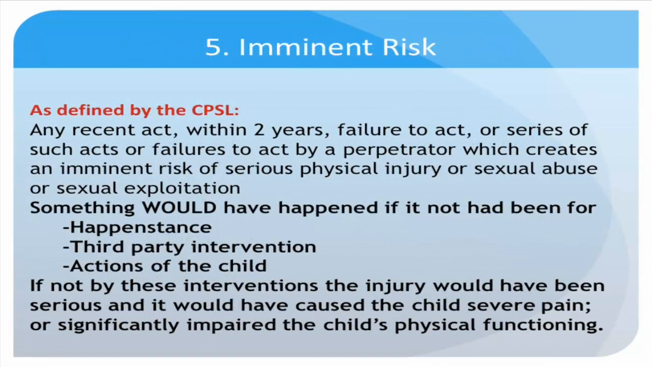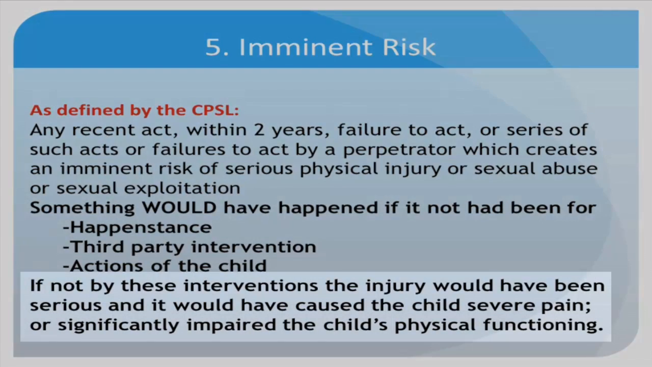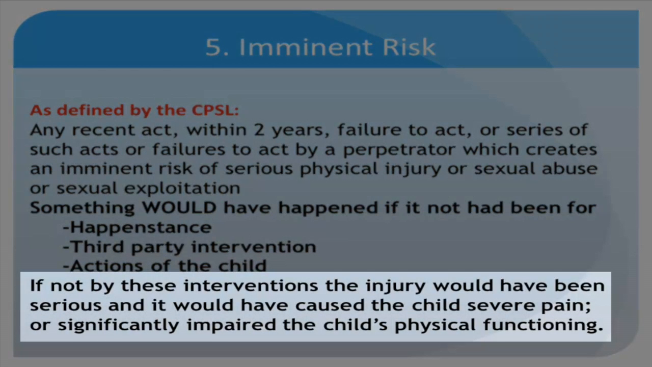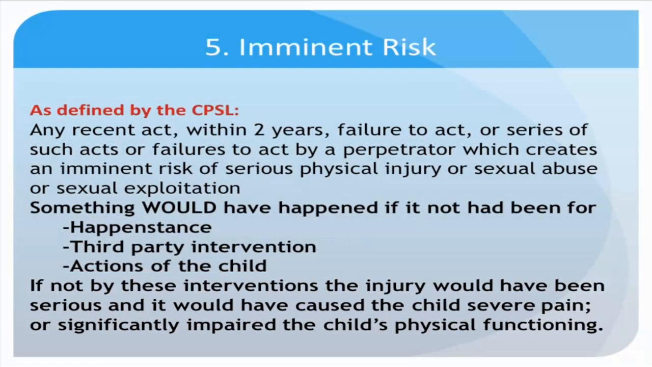Imminent risk is threatened harm. It addresses circumstances where the child was not actually harmed, but would have been had it not been for happenstance, intervention of a third party, or the actions of the child. For example, a mother throws an iron at the child's head, which ends up breaking a lamp and misses the child only because the child ducked behind the furniture. The child's action in this example prevented what would have happened, causing a serious physical injury.